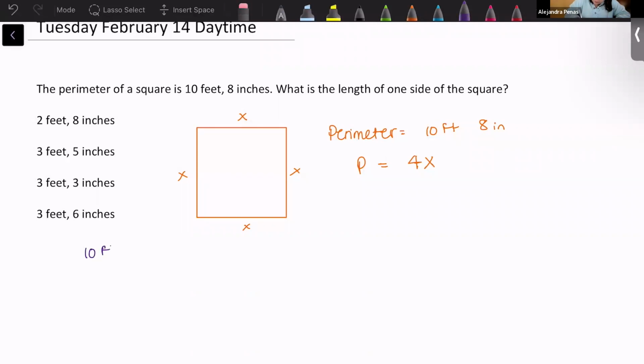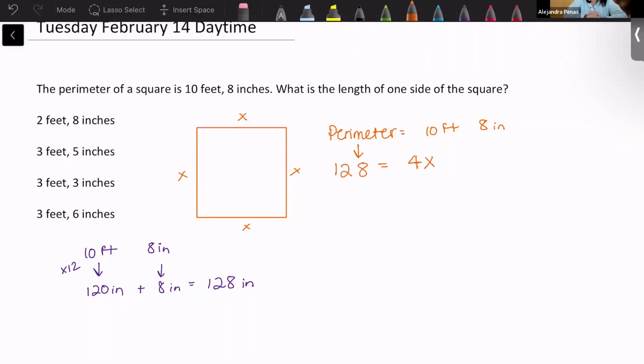So I have 10 feet and 8 inches. If I need to convert this to inches, since I'm going from a big unit to a small unit, I'm going to multiply, and I'm going to multiply by 12 because there's 12 inches in a foot. So I'm going to have this times 12. That's going to be 120 inches plus the 8 inches. So that's 128 inches. Okay? So that means that the perimeter is equal to 128.